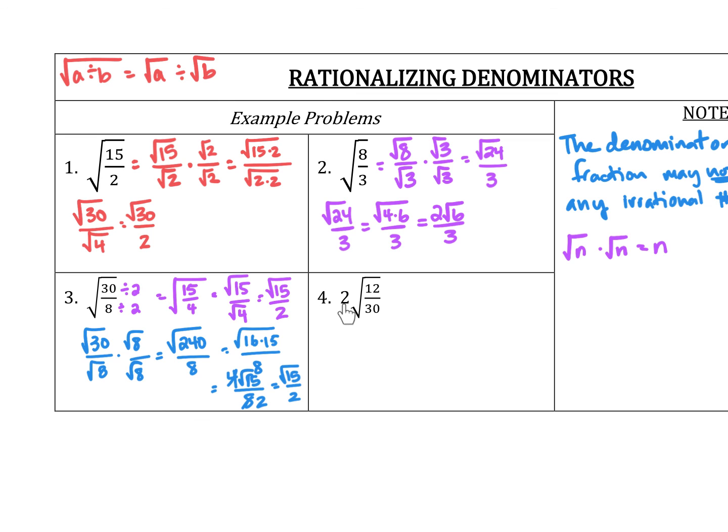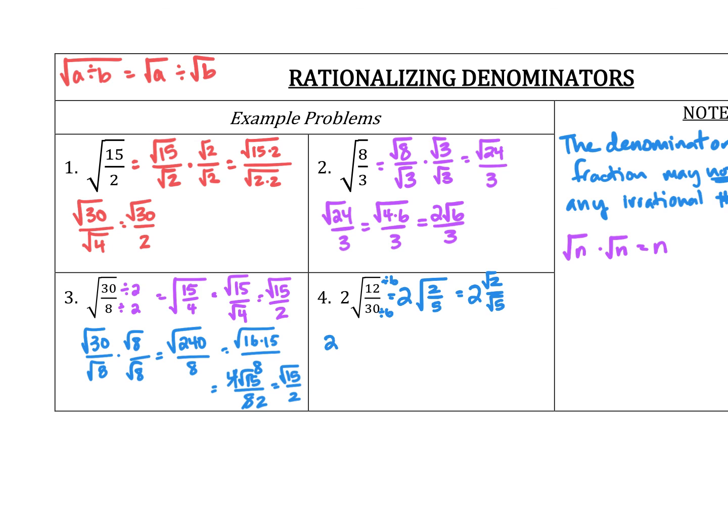Now in this last example, I have 2 times the square root of 12 over 30. So let's see if we can apply all the things that we've learned so far and do this one. I'm going to simplify that fraction by dividing the top and the bottom by, let's see, I can divide the top and the bottom in this case by 6, right? If I divide that by 6 and I divide this by 6, I'm going to have 2 over 5. So now this looks like 2 times the square root of 2/5, which is going to be 2 times the square root of 2 over the square root of 5.